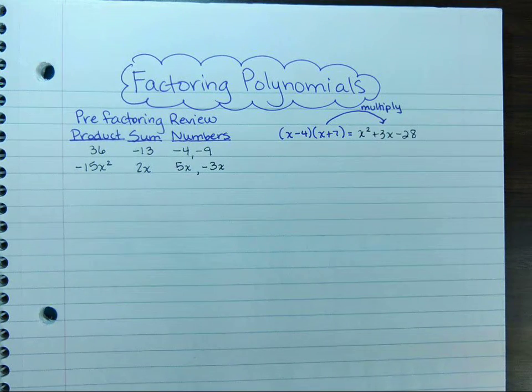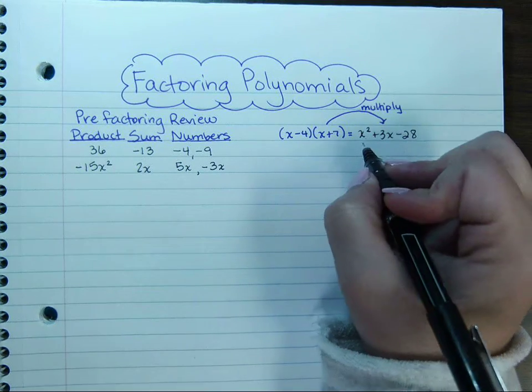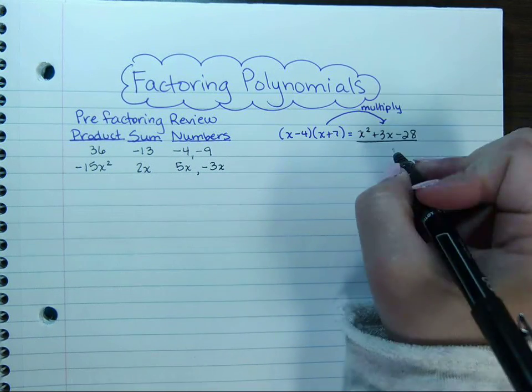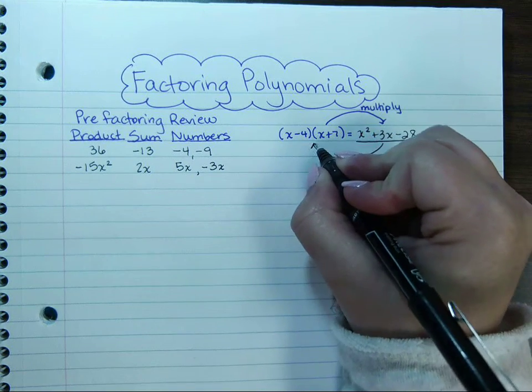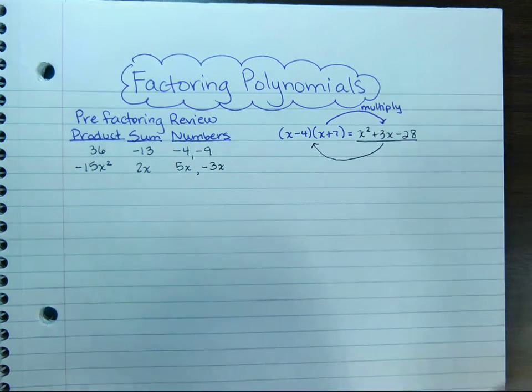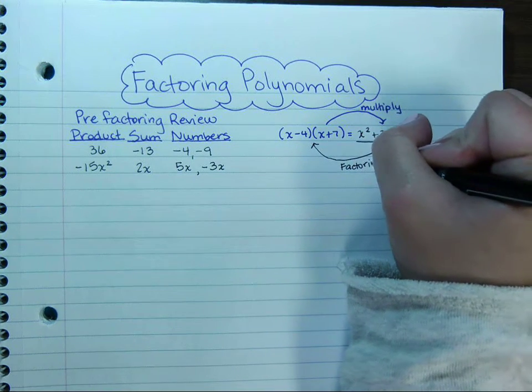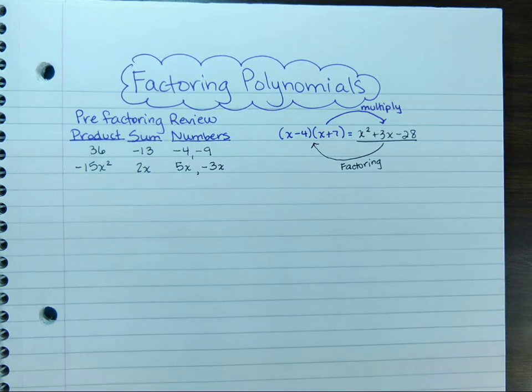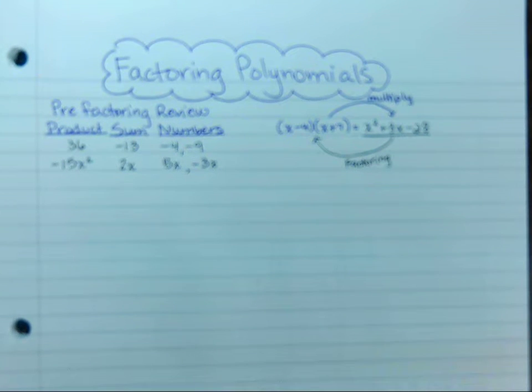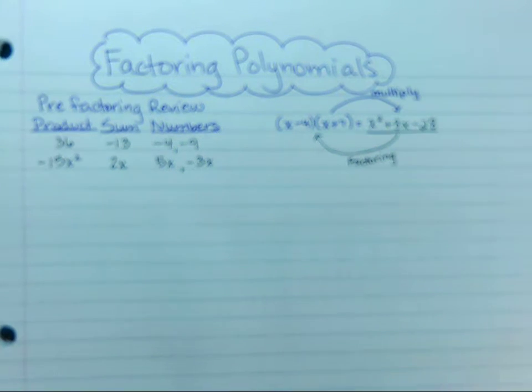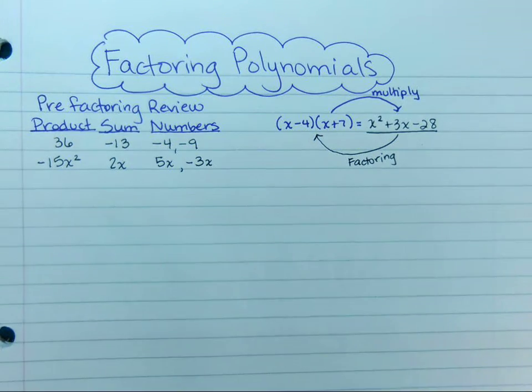And so what we're going to do today is, instead of multiplying and getting those trinomials, we're going to start with the trinomial, and we're going to work our way backwards to figure out the two binomials that they came from, and that's called factoring. So when you have binomials, you have sets of parentheses. Multiplying gets you a polynomial, but today we're going to take a polynomial and go backwards.